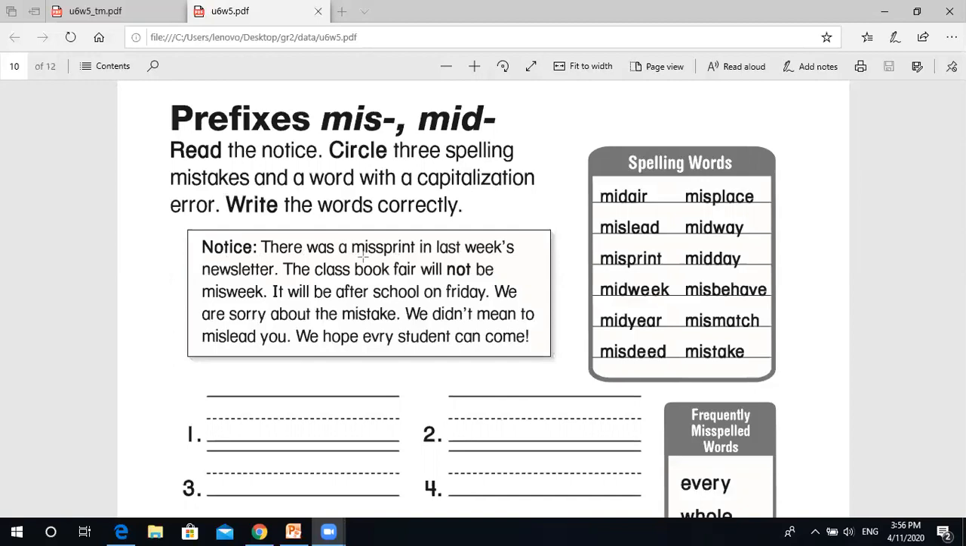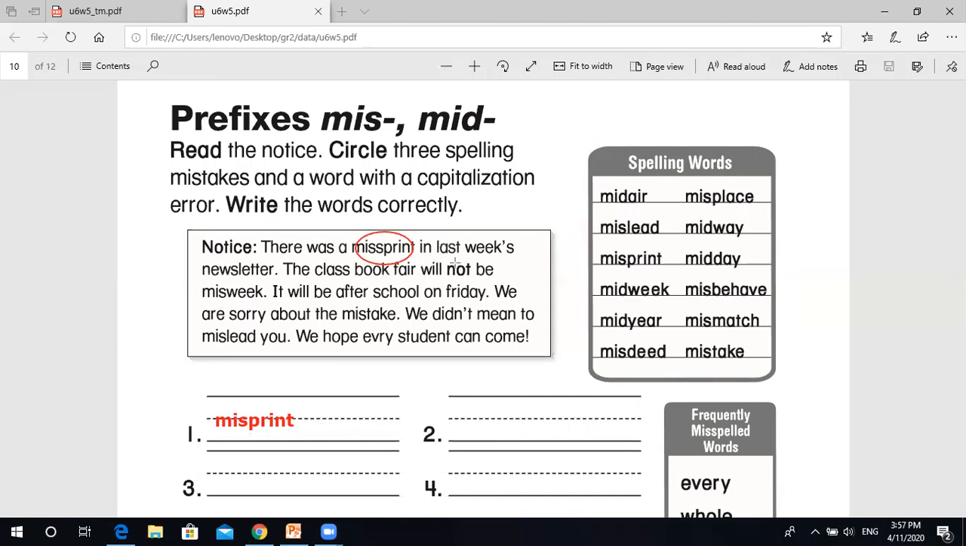Misprint, that has a double S. Is it correct or wrong? Wrong. So rewrite the word correctly. Let's circle the word and write it in the correct way. Okay, so here mis has just one S. Misprint. Okay, now let's go to the other page.